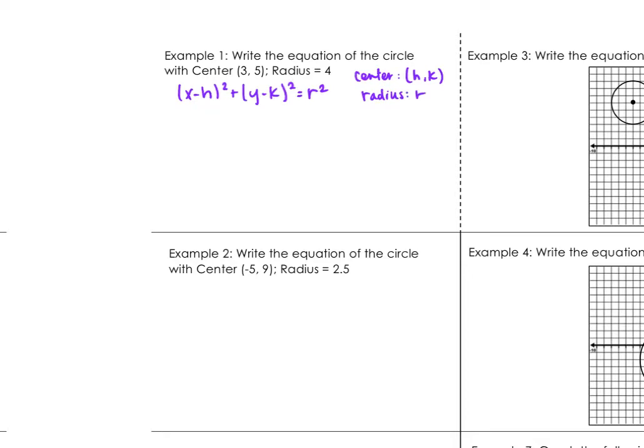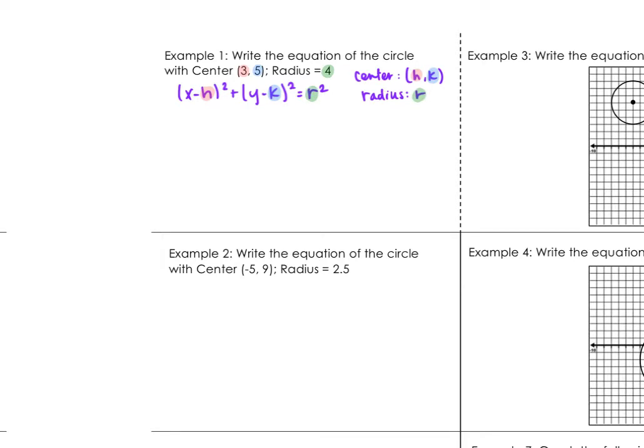So when we write the equation of the circle, all we have to do is plug in h for h, k for k, and r for r. When you're given the center and the radius, it's the easiest example. In this problem, 3 is h, so we're going to plug that in for h. 5 is k, so we're going to plug that in for k. And my radius is 4, so we're going to plug that in for r.